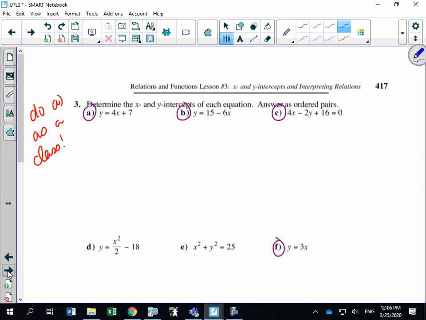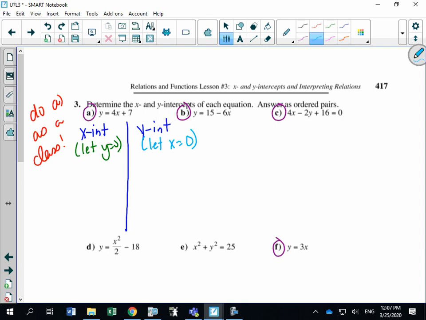Number 3, I want you to do B, C, and F. I will do A with you. So A says determine the X and Y intercepts of each equation, answers as ordered pairs. So when we're doing the X and Y intercepts, what I want you to do is I want you to split this and I want you to write X-intercept here and Y-intercept here. If you're doing the X-intercept, remember you let the opposite letter equal 0. And if we're doing the Y-intercept, let X equal 0.